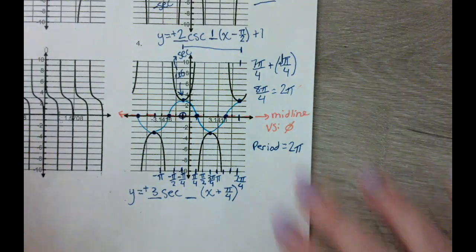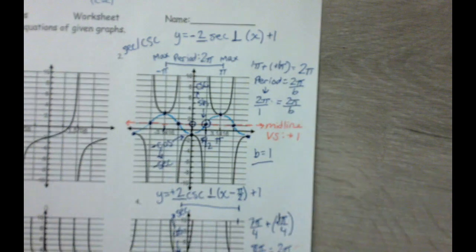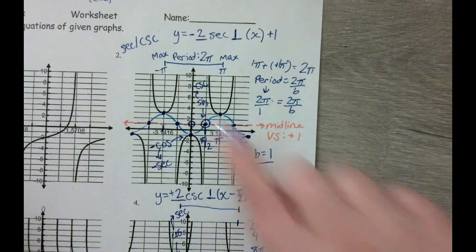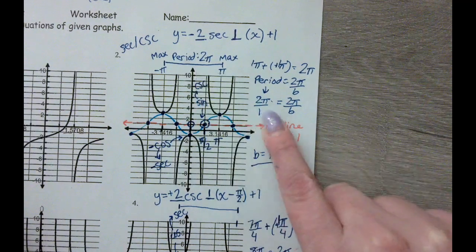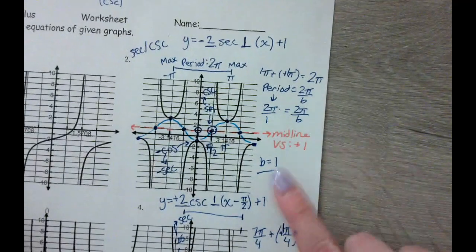I'm not going to do the math again because, as discussed up here, period equals 2 pi over b. We're using the same formula here. The period up here was 2 pi. So then when I set it up, b is 1. So if my period's the same, my b will also be 1 here.